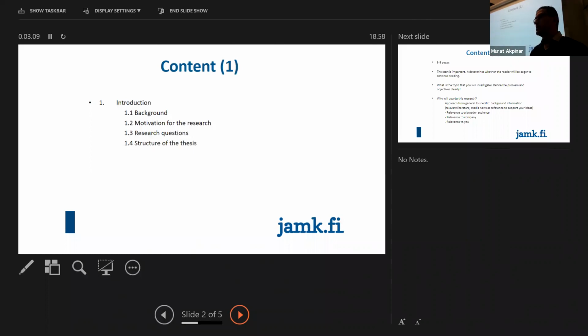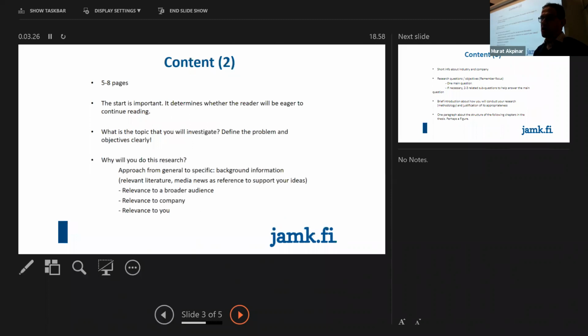And as again shared, structure of the thesis is good to share because then the reader can know, okay, she will expect in the 2nd, 3rd, 4th, and 5th chapters. So that's a suggestion for the outline of the introduction chapter.